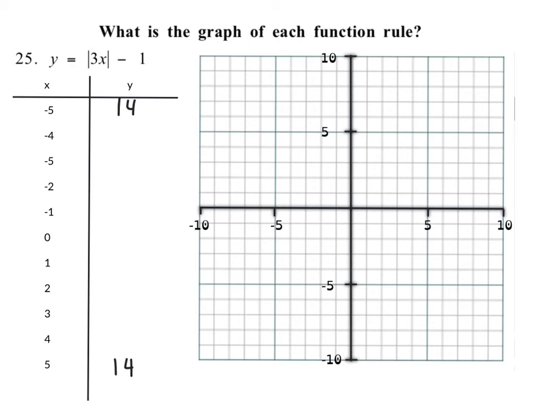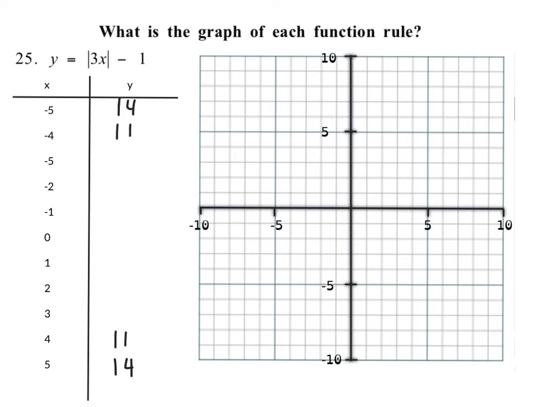-4 times 3 is -12. Absolute value of that is 12. Minus 1 is 11. So this becomes 11. And again, same thing down here. 4 and -4 both result in an absolute value of 12. Minus 1 is 11. So I'm going to fill that in down here like that.